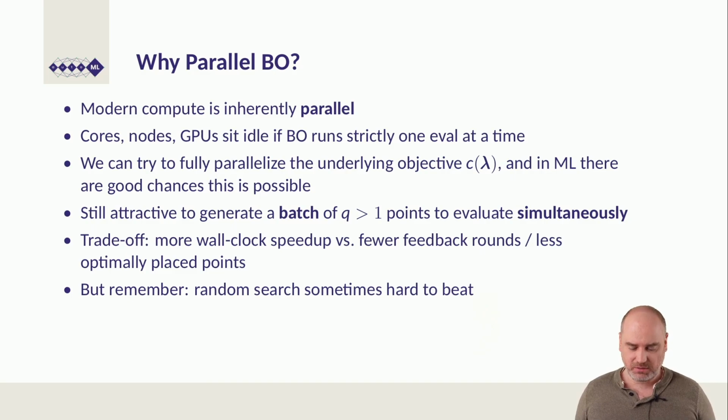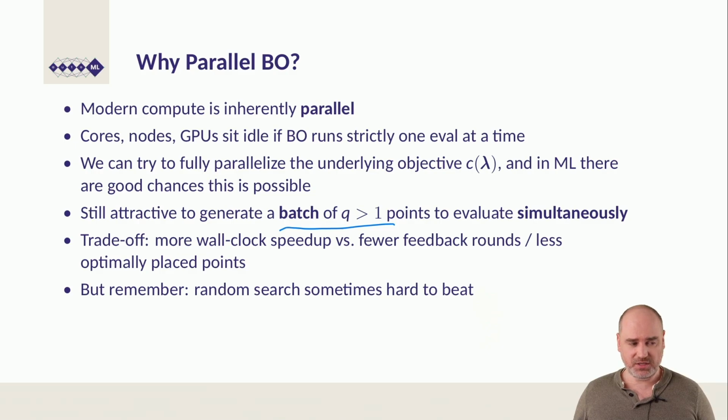So it might still be quite attractive to talk about how to compute a batch of Q points simultaneously in each iteration of Bayesian optimization. And this is what I will discuss for a couple of slides. And then I will even talk about how to create a simple asynchronous version of Bayesian optimization, which is also, as you will see, not that hard.